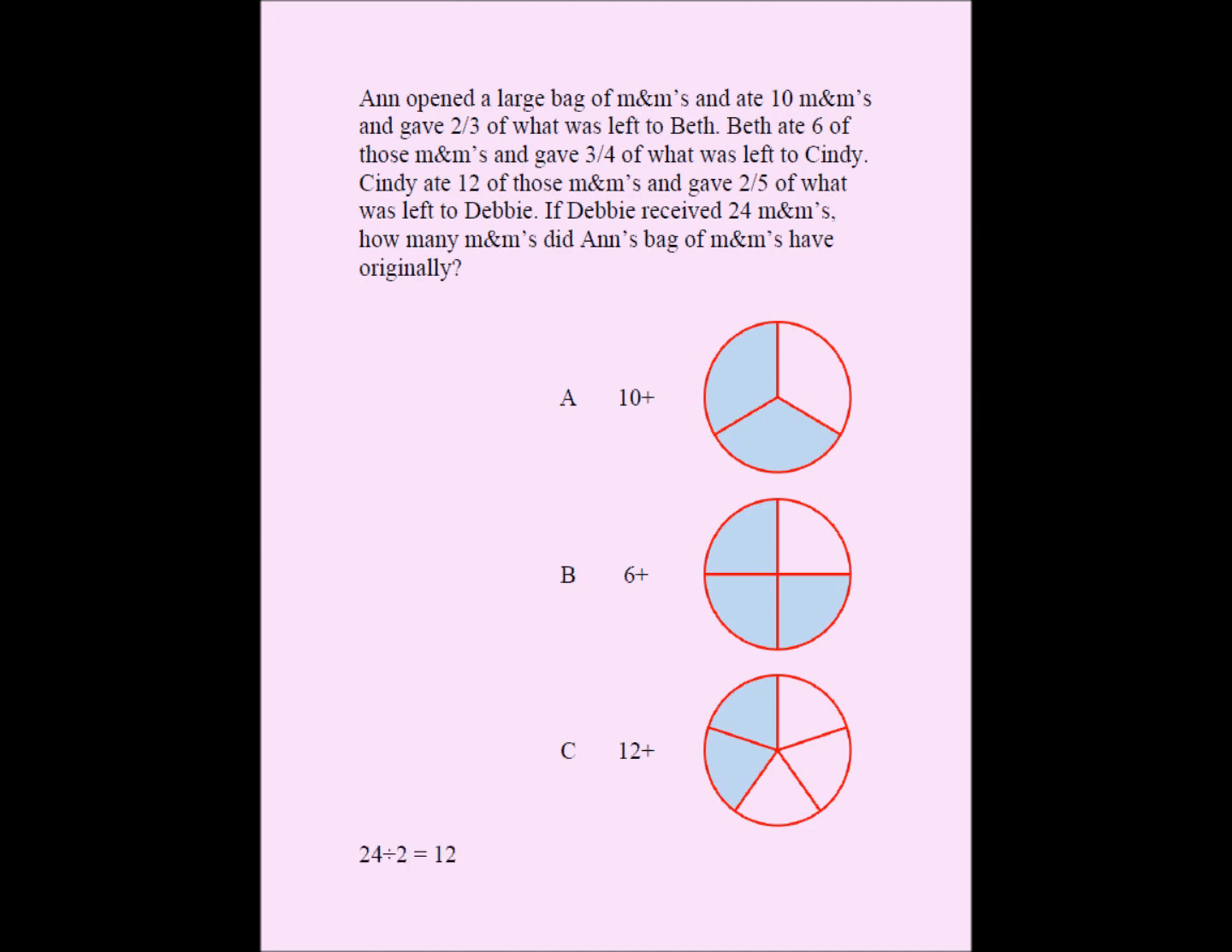What we have here is we took Debbie's 24 M&Ms and divided by 2. That gives me 12. So this has to be 12 and this has to be 12, because Cindy gave away 24 M&Ms because Debbie received 24 M&Ms. And pictorially, what did Cindy give away? She gave away this much. So that has to be 24. So each pie slice has to be 12.